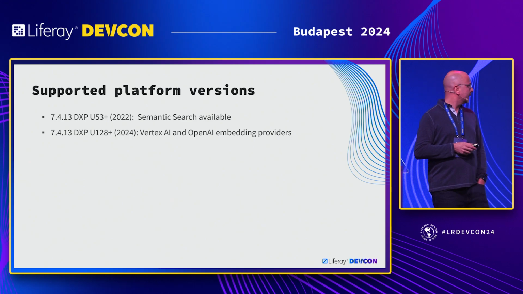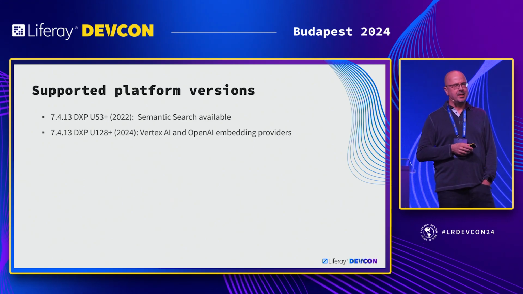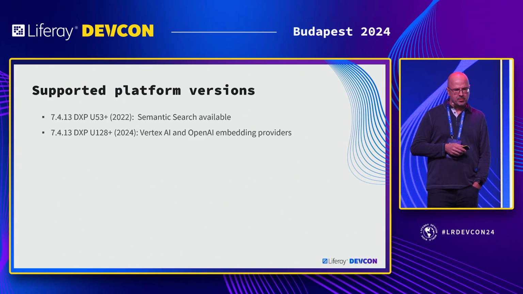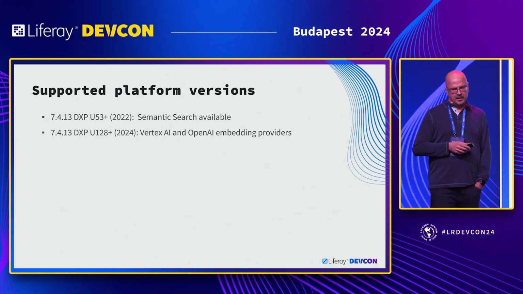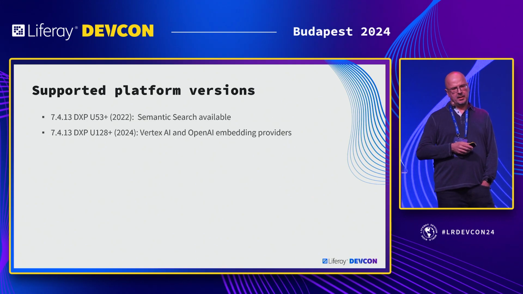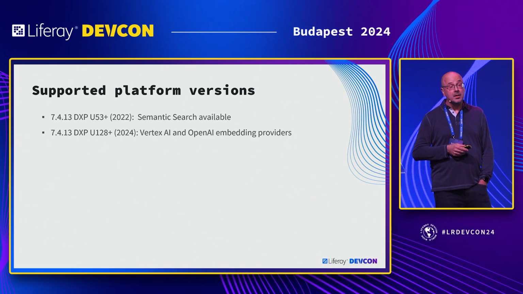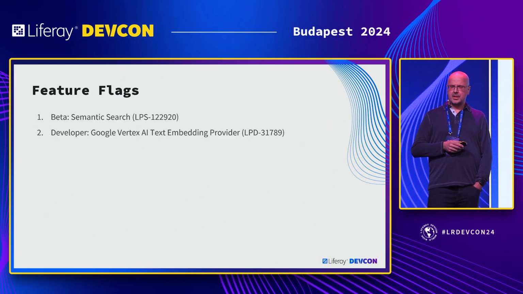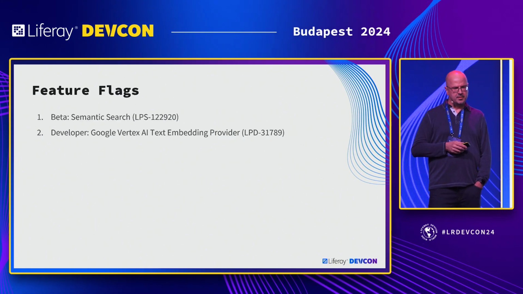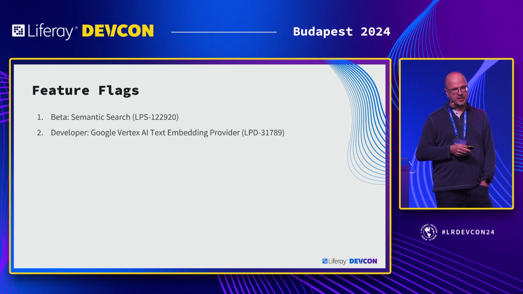First things first, in order to use semantic search, you have to have at least DXP 7.4, update 53, and if you are interested in using the Vertex AI and OpenAI providers, you need at least update 128. You also need to enable these feature flags, the first one for semantic search, and the second one for the Vertex AI provider.